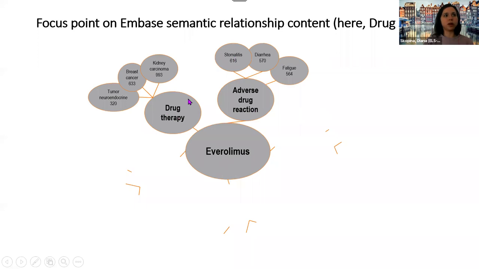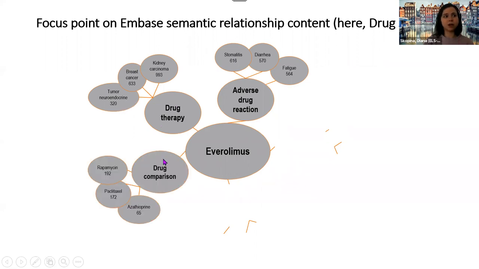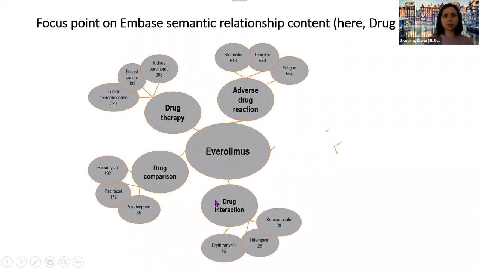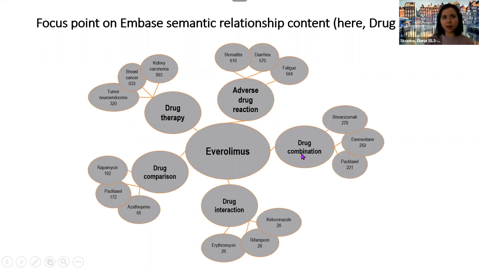The same you can do with drug therapy. For example, you search everolimus in connection with another drug therapy and you can see what the outcome is. You can do the same with drug comparison and compare everolimus to other drugs, and you're going to find relevant results, especially for this search. You can do the same with drug interaction, so how everolimus would interact with other drugs. And you can have the combination of different drugs, so how everolimus together with these three drugs would work in a combination. All these semantic relationships, as I said before, are manually extracted, and like this, it's really relevant.